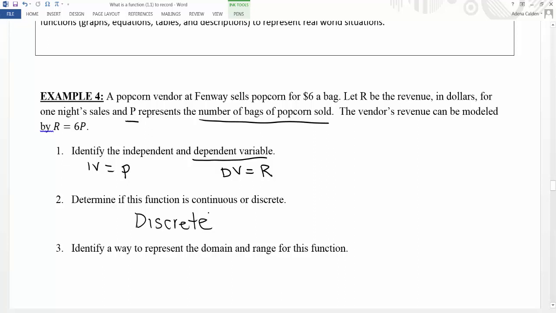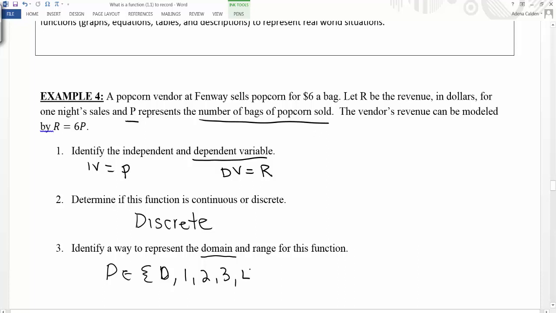For part 3, we want to find a way to identify the domain and range for this function. So again, let's start with the domain. For the domain, we're talking about values that we can plug in for P. Since it's a discrete function, we're going to use the squiggly brackets and we're going to list them. So the number of popcorn bags could be 0, right? If it's a bad night, maybe it's raining and no one wants popcorn. It could be 1, 2, 3, 4.